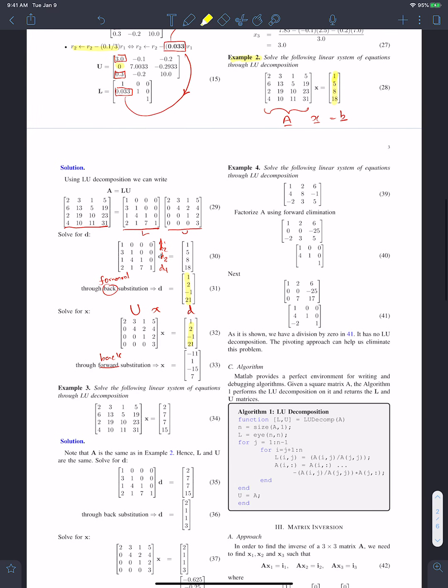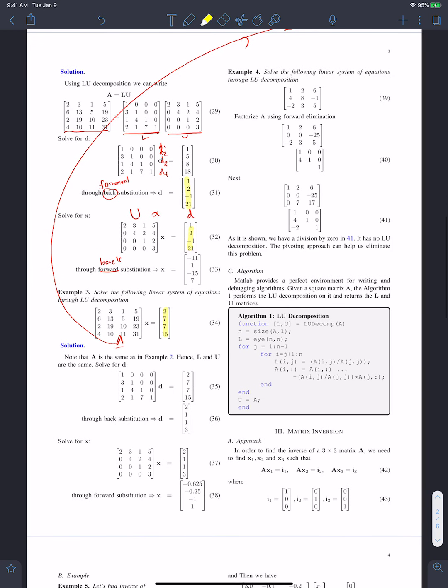You will see the A is the same as before. What changed is B. Only B changed. It's a different number, 2, 7, 7, and 15. So we don't need to do LU decomposition again, because it is only done on A. So L and U are going to be the same.